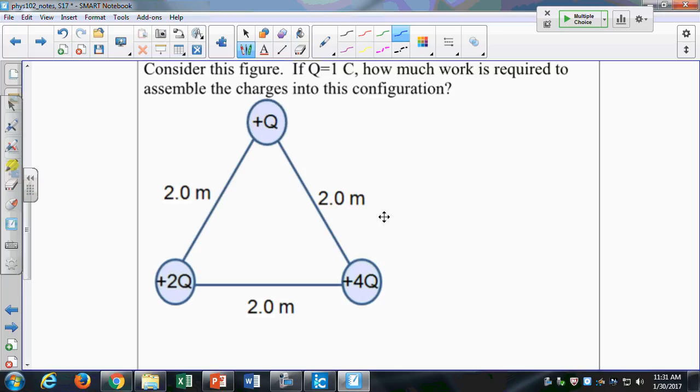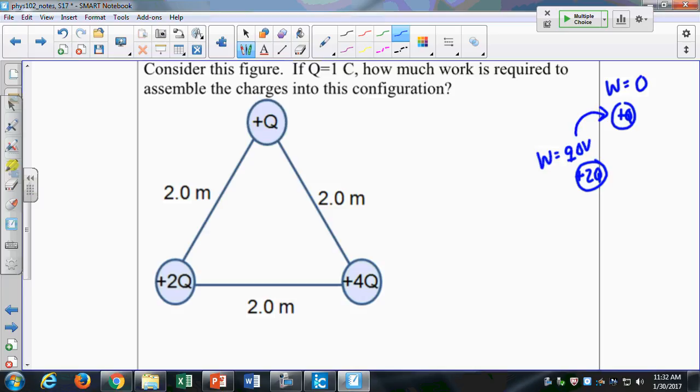Also, let me point out, sometimes on the older exams, I taught this slightly differently, and I talked about the work required to move one charge into each place. For example, here, I would say, let's start with just the plus Q charge. How much work did it take to bring into place? The work required is 0. Then I'd say, now let's move in the plus 2Q charge. How much work is required to bring that into place? That work will be equal to Q times delta V, where delta V is only due to that charge.